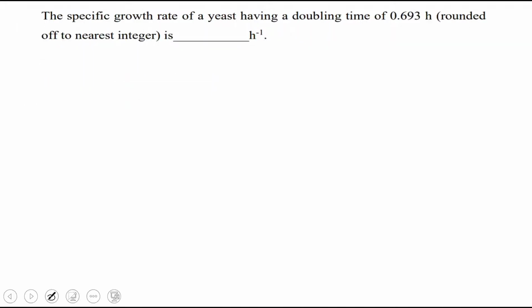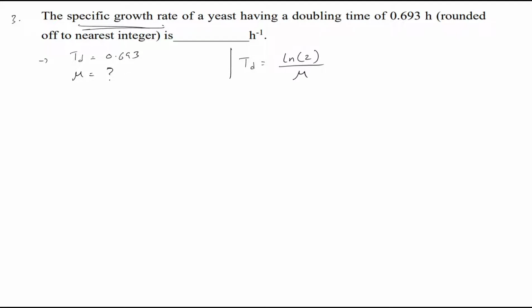Now we will move to the next question. The specific growth rate of a yeast having a doubling time of 0.693 hours is? In the question, doubling time is given, which is equal to 0.693, and the question is asking the specific growth rate, which is mu. There is a formula for doubling time, which is equal to natural log 2 upon mu.